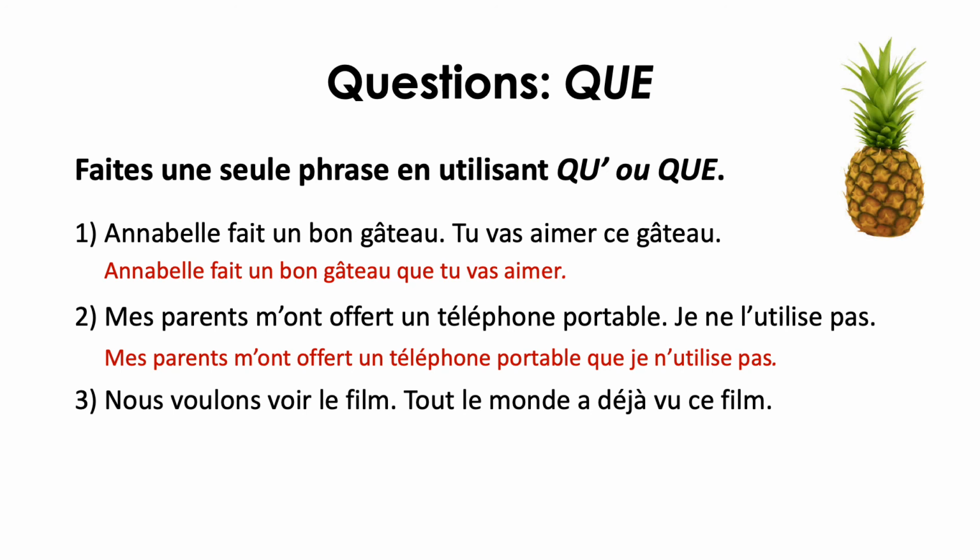All right, 3. Nous voulons voir le film. Tout le monde a déjà vu ce film. We want to see the film. Everybody has already seen this film. This film is the object. We are going to replace it with que. This is what it looks like. Nous voulons voir le film que tout le monde a déjà vu. We want to see the film that everybody has already seen.